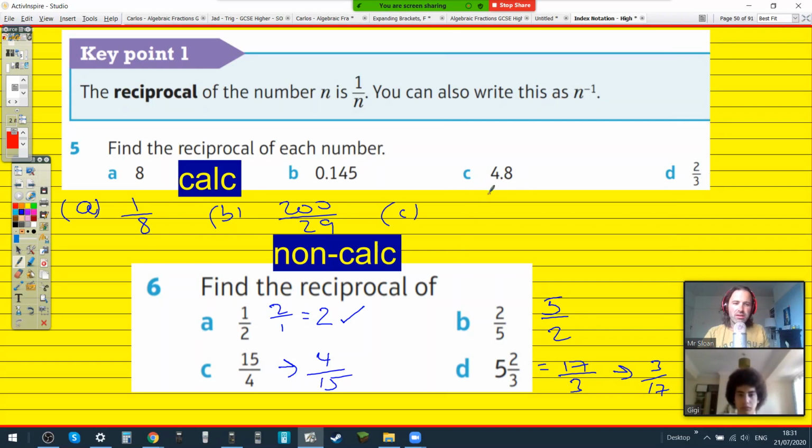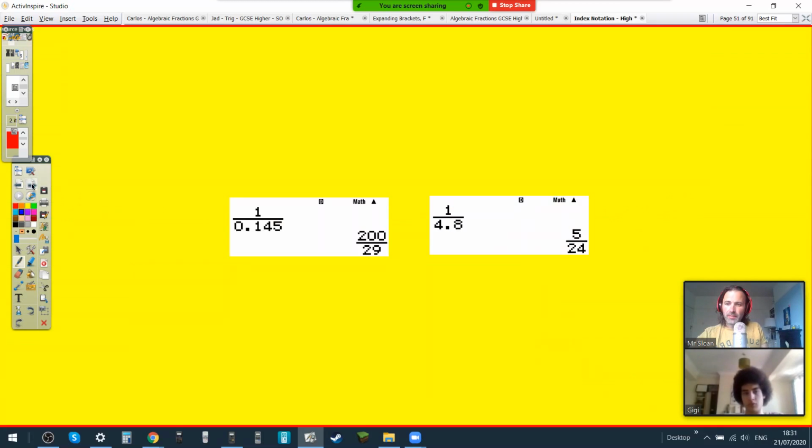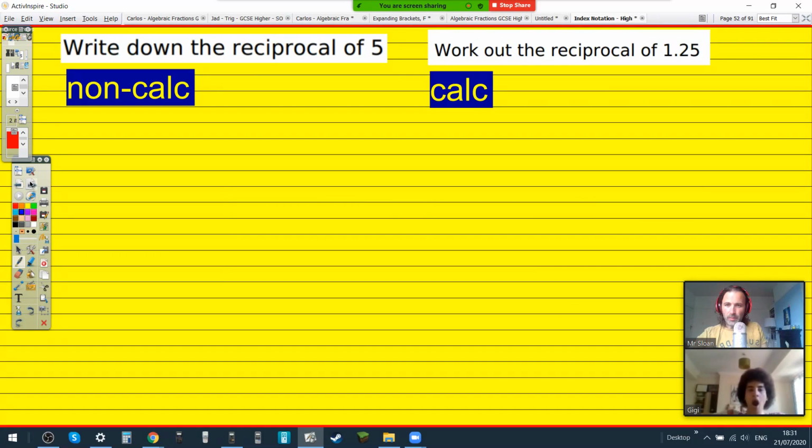In the same way 8 was 1 over 8. So what would you put in your calculator for C? 5 over 24. Is that the answer? Yep, 5 over 24. That's great. And D. 3 over 2. Well done. Great. That's reciprocal. Okay. This was non-calculator paper.